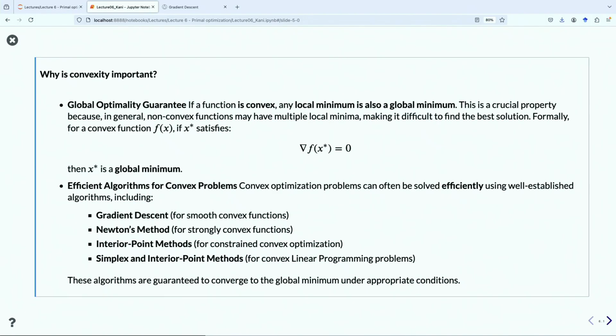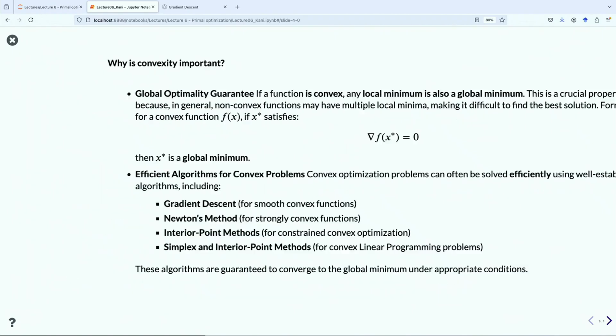And another more important reason, arguably, for our purposes, is that there are many efficient algorithms for convex problems. Namely, we know we can solve convex problems very well using gradient descent. And then there are other optimization methods such as Newton's method, interior point methods, simplex and interior point methods that allow you to solve these problems very easily, right?